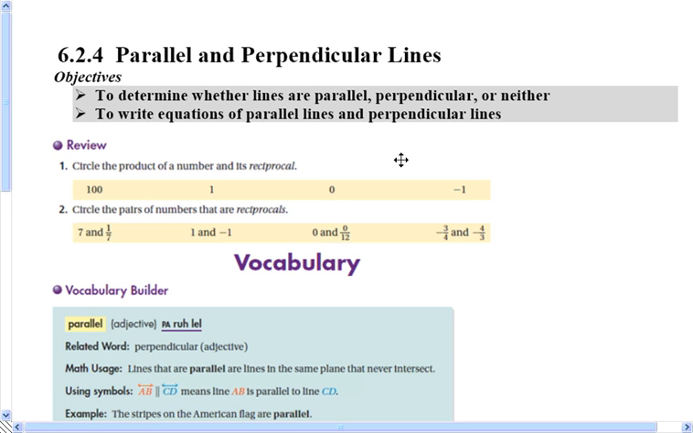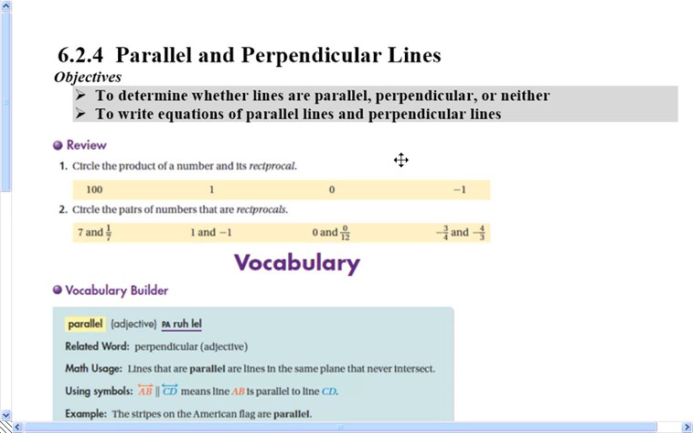Hey students, this is lesson 6-2-4, parallel and perpendicular lines. Some of this will be a little bit of review, the parallel part, but the perpendicular part will be new. We're going to learn how to determine whether lines are parallel, perpendicular, or neither. And we're going to learn how to write equations of parallel and perpendicular lines. So let's get started here.